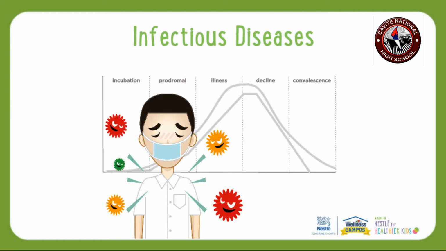Many infectious diseases are contagious during the 5 stages of disease. Contagious means a sick person can spread infection to other people from the time of incubation until convalescence. Diseases can cause morbidity and mortality. Morbidity refers to the state of being sick or ill, while mortality is related to death or the risk of death.